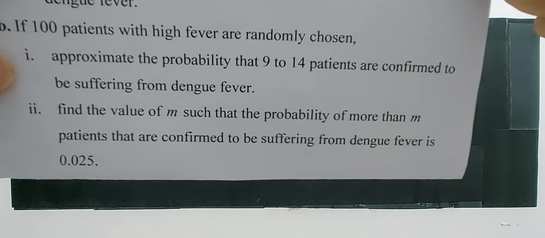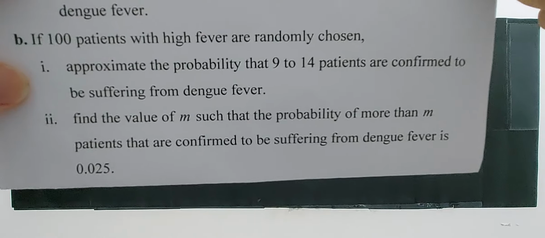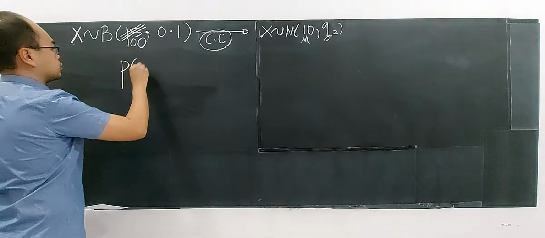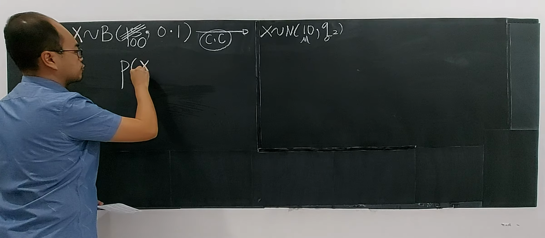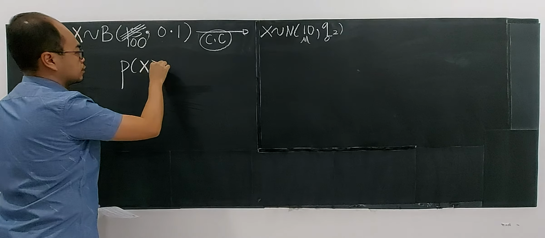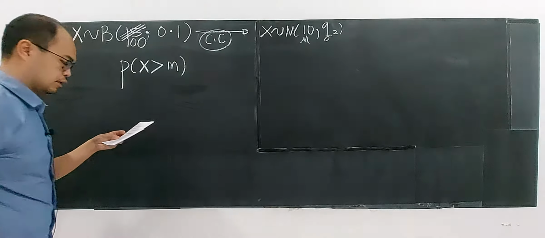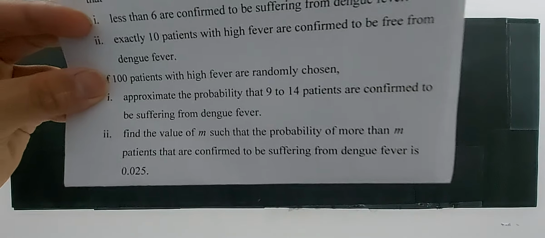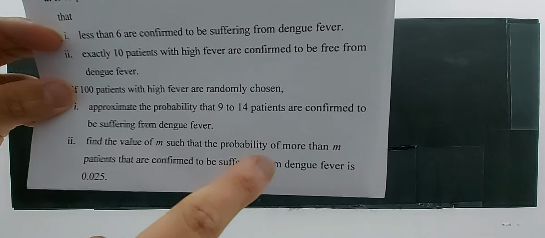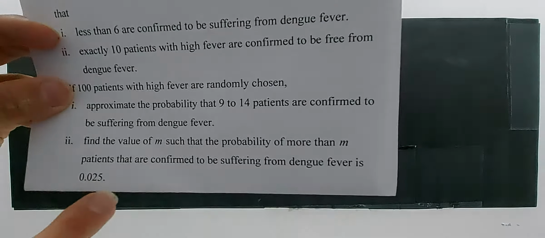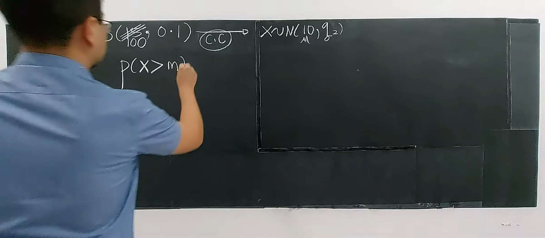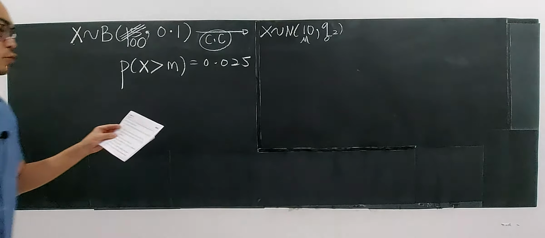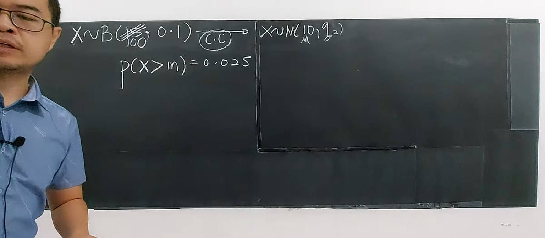Find the value of m such that the probability of more than m patients, where X is a discrete random variable representing the number of patients that are confirmed to be suffering from dengue fever, is 0.025. It's just 0.025 of them. So how do we solve this problem? You want to find the value of m.